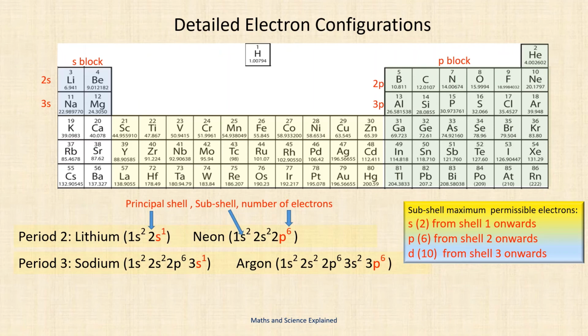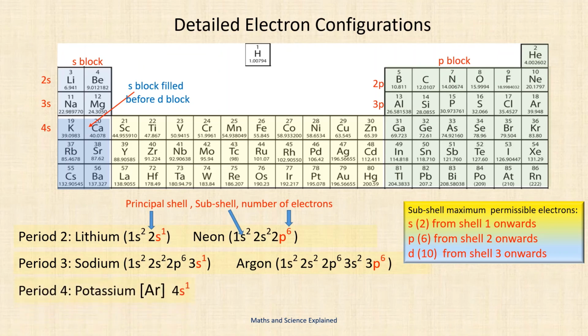Now when we reach period 4, things get a bit more complicated. Firstly, you would expect the 3d orbitals to start to fill at potassium, but it turns out that the s orbitals in the 4th principal shell exhibit a lower energy than the 3d orbitals, and so they fill up first. The reasons for this are outside the scope of this video, and you do not need to know them for A-level. Thus potassium has 1 4s electron and calcium has 2.